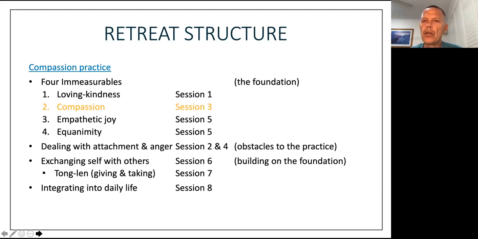The next session, we'll be looking at, in conjunction with this practice, how to deal with anger. That's one of the obstacles for this practice. And then tomorrow morning, we'll look at the last two of the four immeasurables, empathetic joy, equanimity. And then also we'll move on to this exchanging self with others practice, which is building on the foundation of the four immeasurables. Included there is this technique of Tonglen, giving and taking. And the last session then, how to integrate these various practices into daily life.